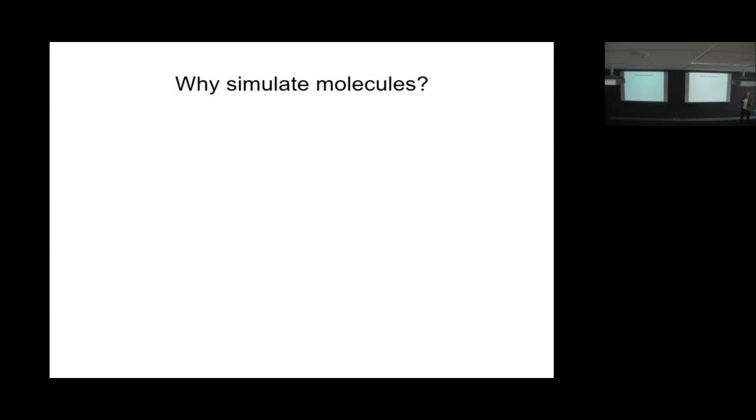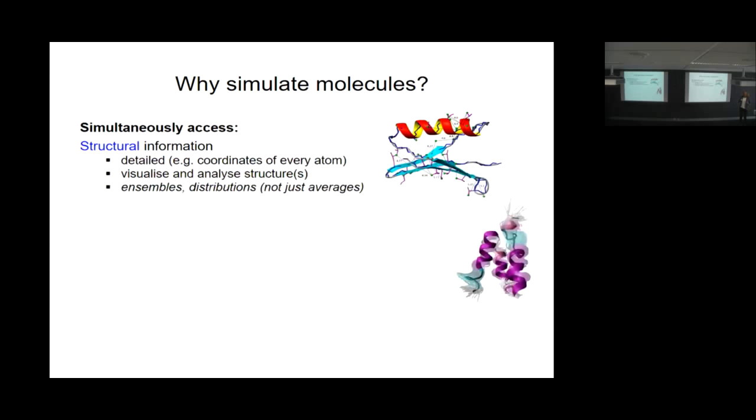And so why would we even bother simulating? Why not just, you know, do lab experiments? For me, there are some reasons why we might want to do it. One is that we can simultaneously access a whole lot of different information.